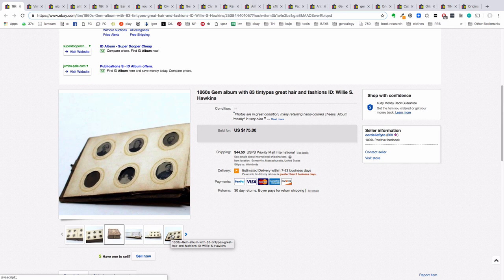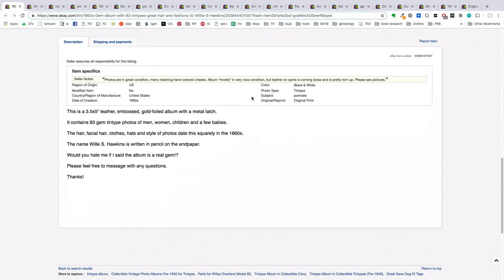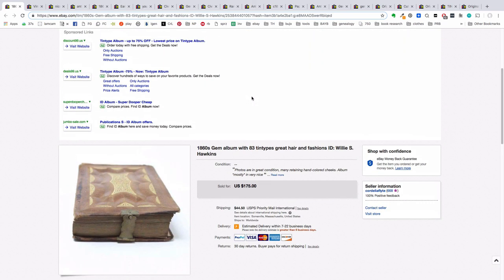And this is not impossible to find. This one sold for $175, has 83 tintypes in it. And that's what you can expect if you write a decent listing and find a decent album.